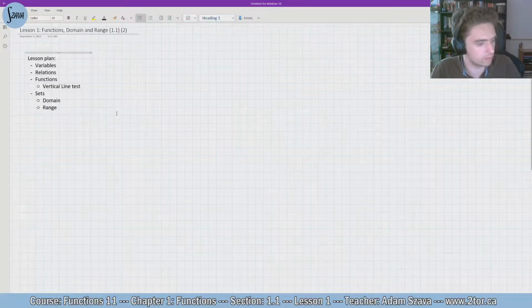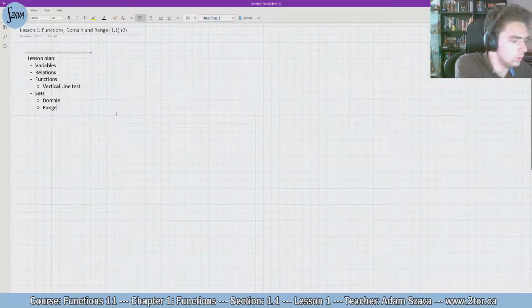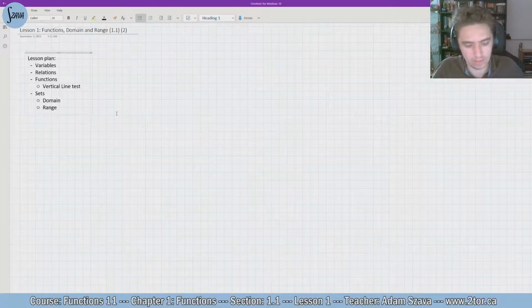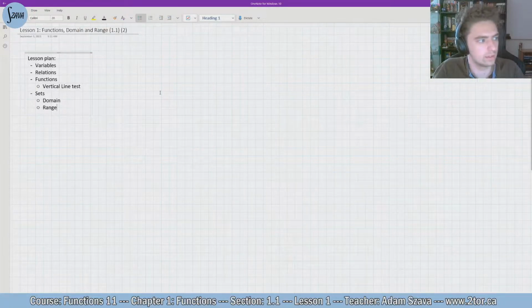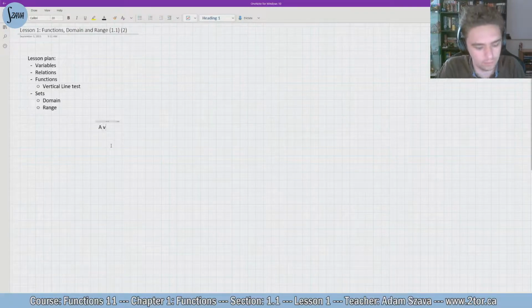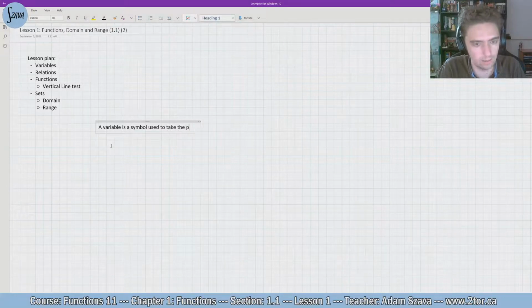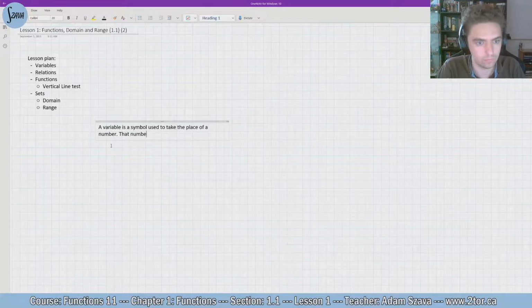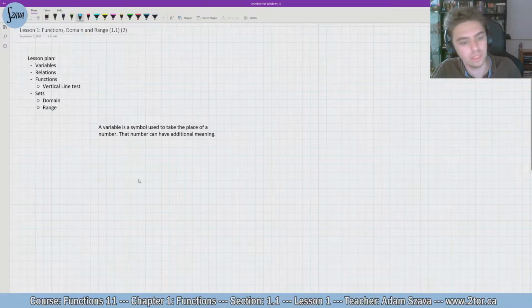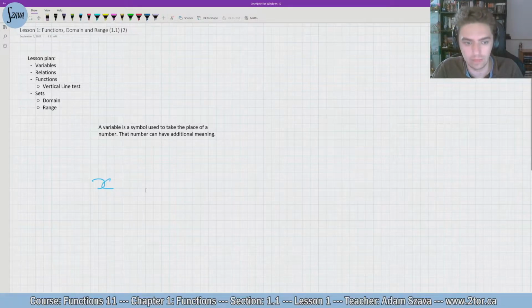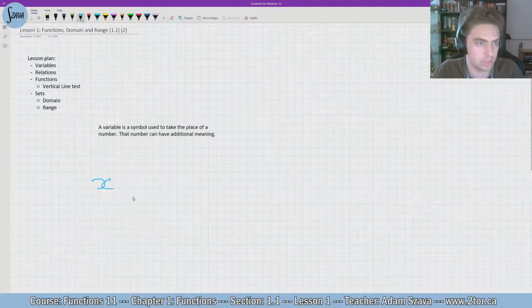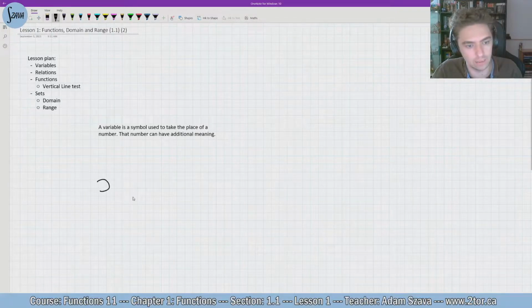And let's start with variables. Okay. So essentially, a variable is, let me just write this out here. So a variable is a symbol, okay, used to take the place of a number, okay? And that number can have additional meaning. I'm going to explain what this means. Additional meaning. So, sure, if I just write the number x, that could be literally any number, right? If I write x here, that's the symbol we usually choose for variables. That could be literally any number, right?